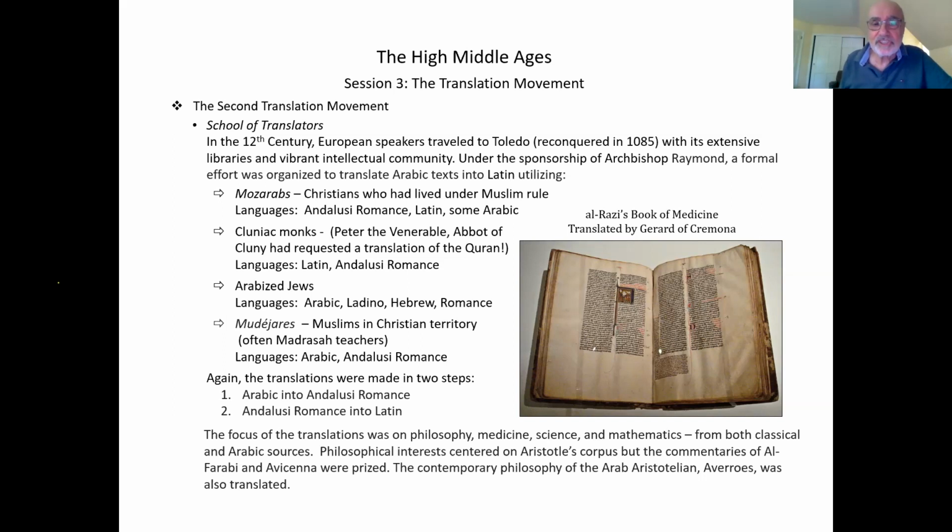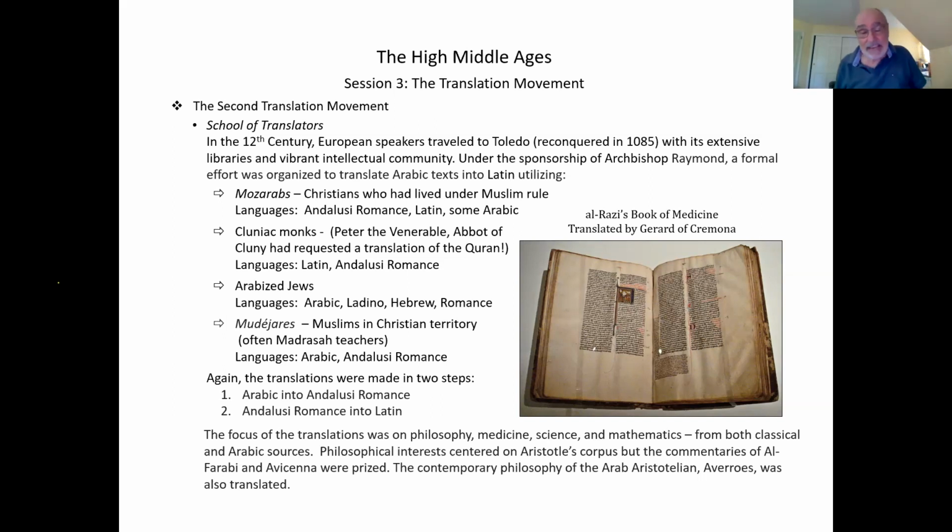Mozarabs, who were Christians who'd lived under Muslim rule, who often spoke Andalusi Romance, one of the many Romance dialects that we talked about in the first session, Latin, because it was the one who were educated, that was the Christian intellectual language, and because they had been living under Arab rule, Arabic.